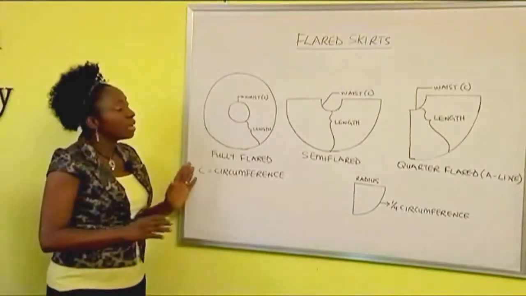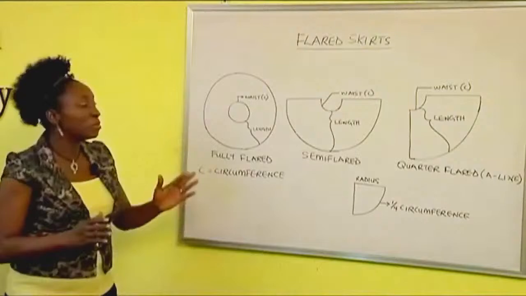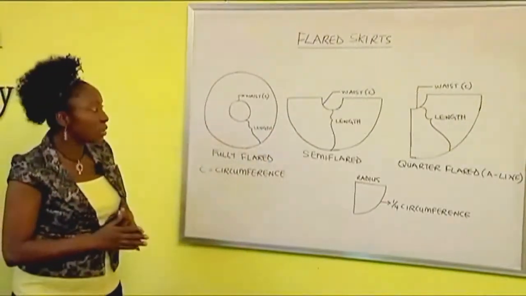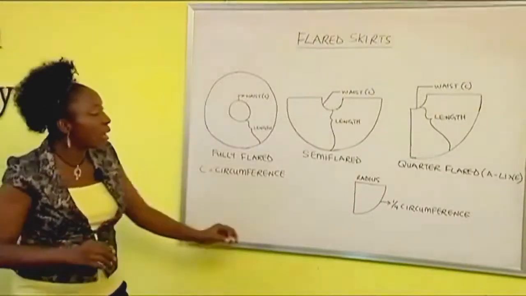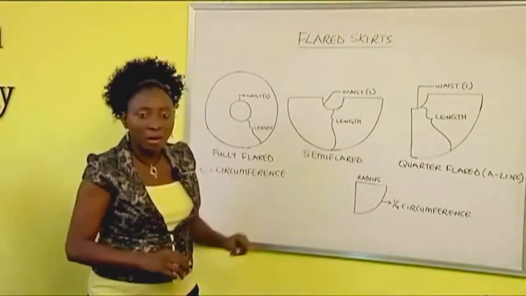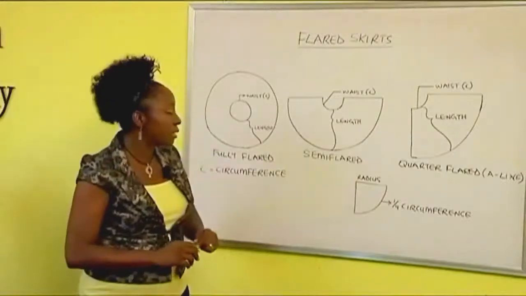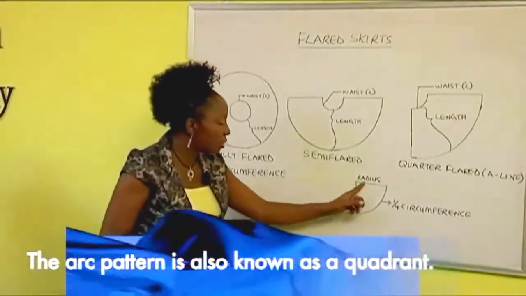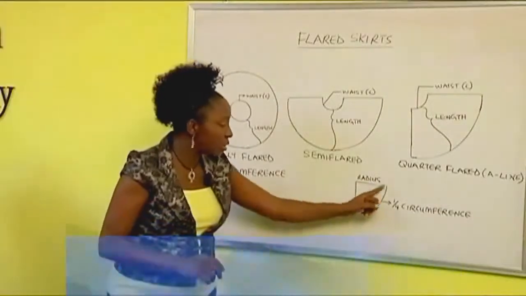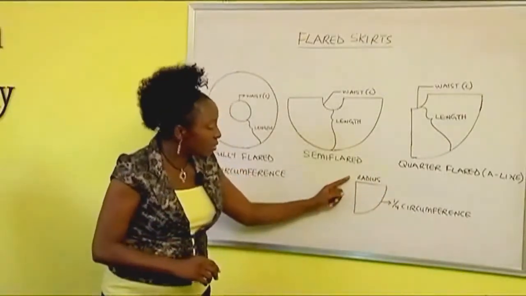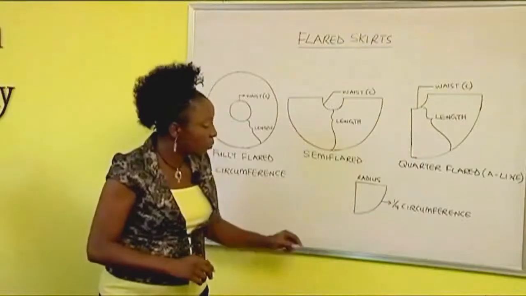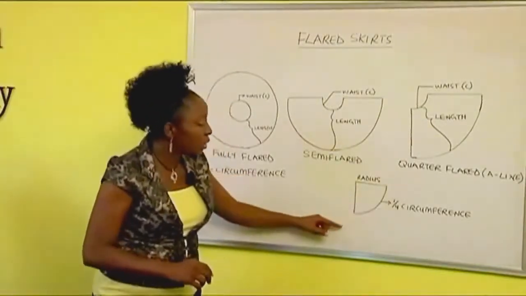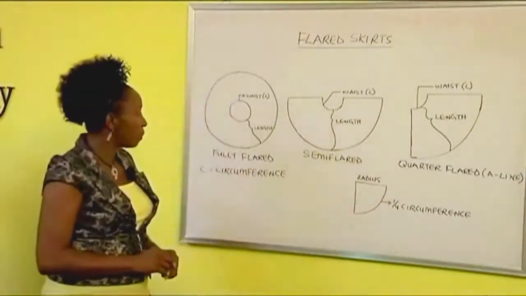Now to make our pattern, we're not going to make this huge pattern of the massive skirt, but we're going to make the pattern called the arc. This is called the arc pattern. You can see the radius here, just like a quarter circle. This is the middle of the circle, and this part represents a quarter of the circle, which is a quarter of the circumference.